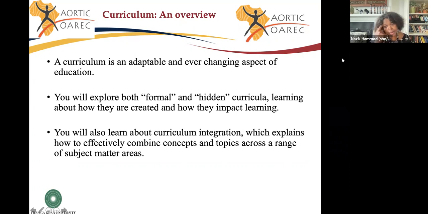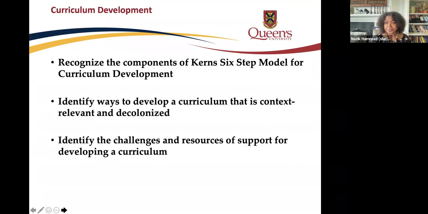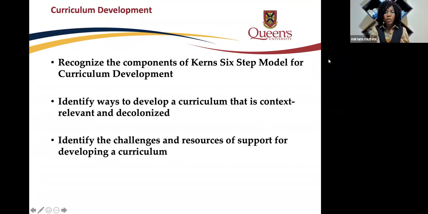You also learn about curriculum integration, which explains how effectively you combine concepts and topics across a range of subject matter areas. And so one of the main aims of curriculum development is, one, to recognize the components of the current 6-step model for curriculum development, which we'll go into in a bit, but also to identify ways to develop a curriculum that is context relevant and decolonized. Decolonization is one of the key concepts that are starting to emerge.